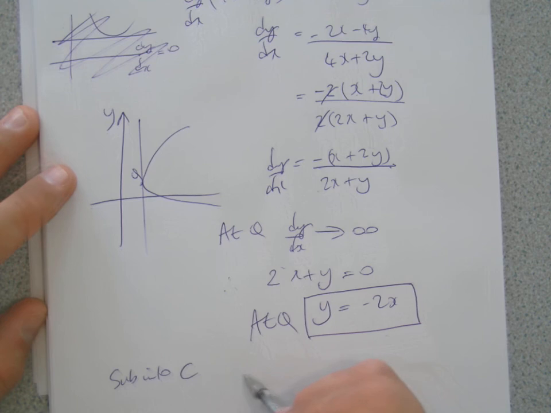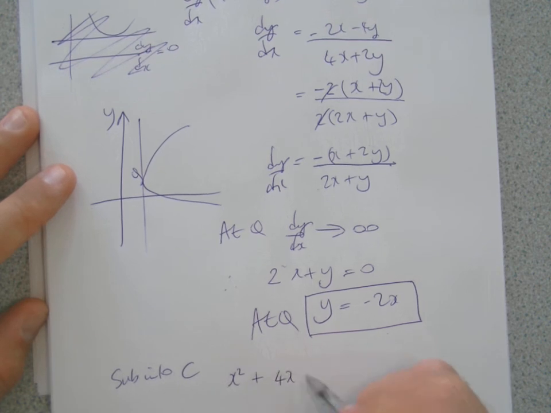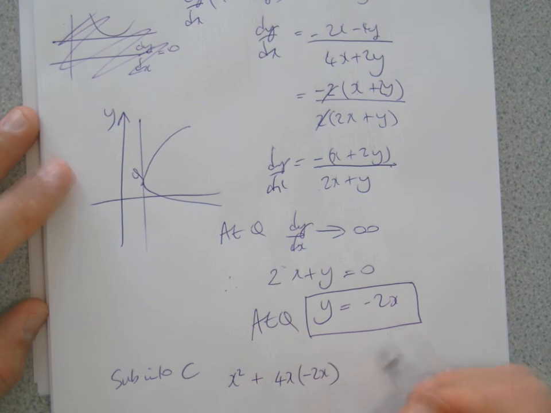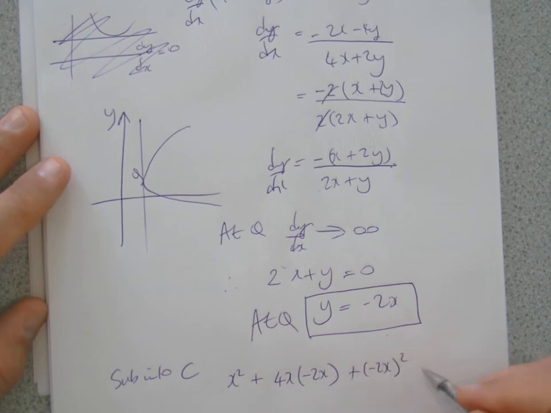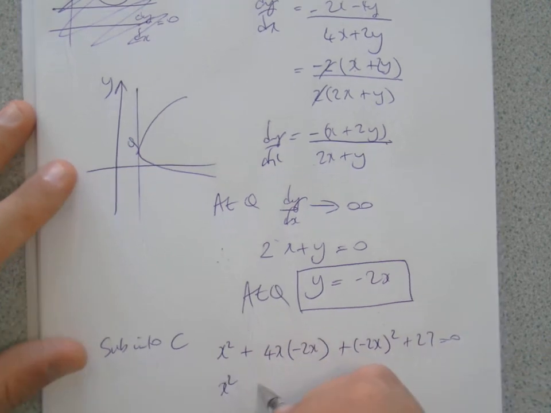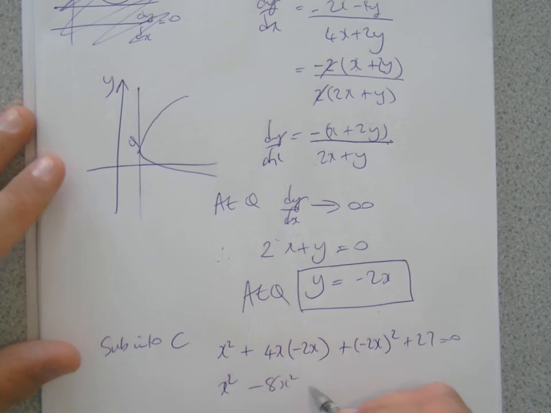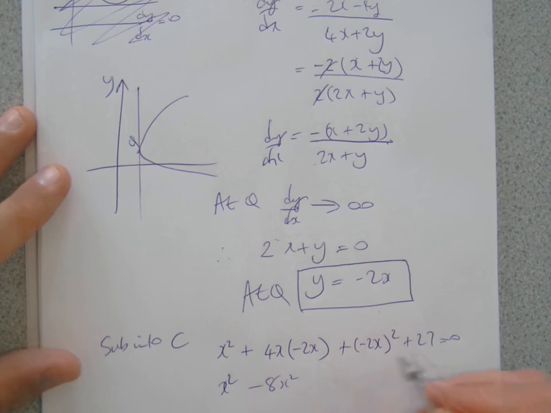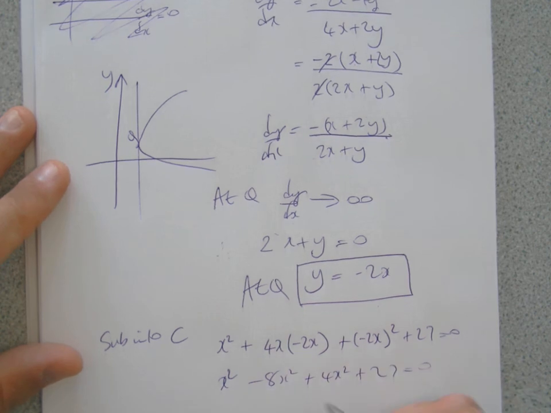So we've got x squared, plus then 4xy. Now remember, y becomes minus 2x, that's what we're subbing in, plus then y squared, plus 27 equals 0. This is then x squared. Now this becomes minus 8x squared, because 4x times 2x is 8x squared, minus, of course. This then becomes, because there's a minus there, but you square it, it becomes plus 4x squared plus 27 equals 0.